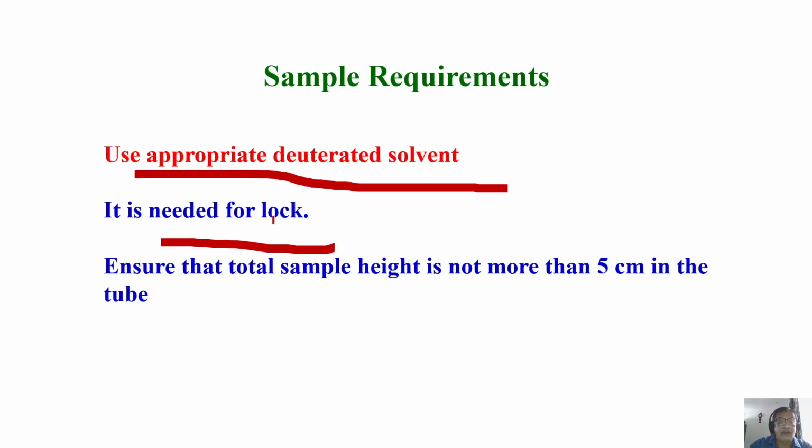So you need to have a lock. For that, you require a deuterated solvent, because the lock frequency in all the spectrometers is the 2H frequency. For example, if you have a 300 megahertz spectrometer, the deuterium resonates at approximately 46 megahertz.